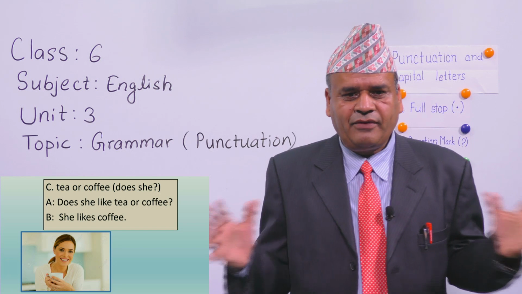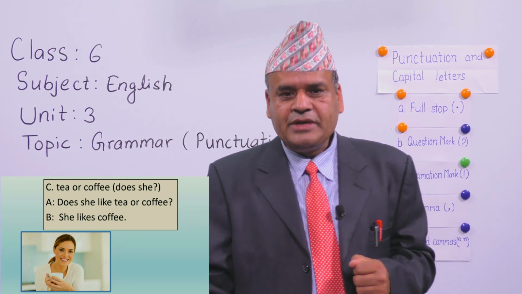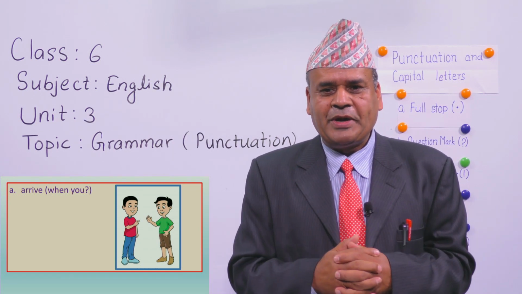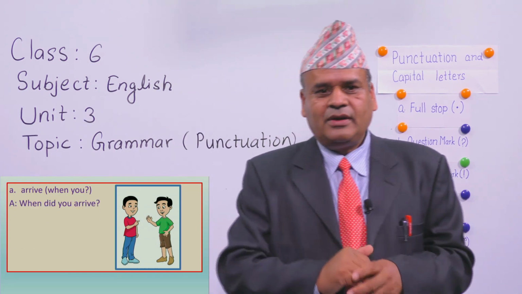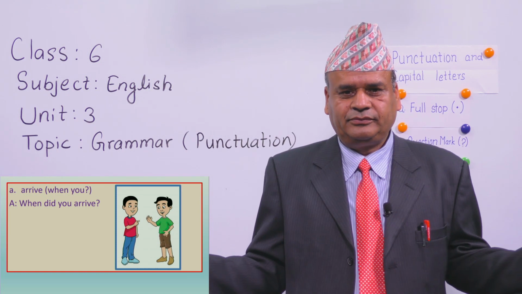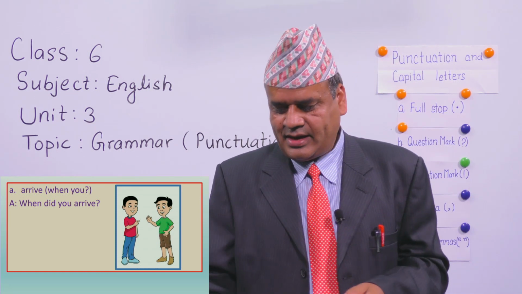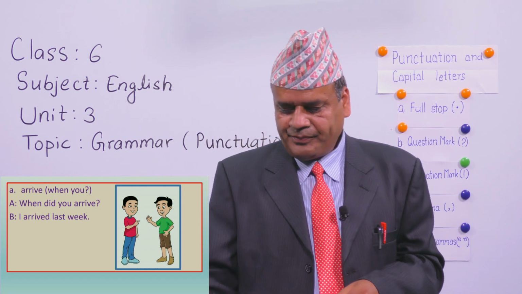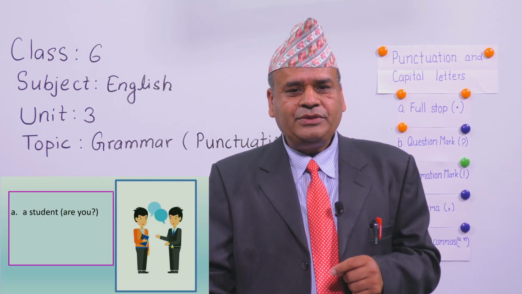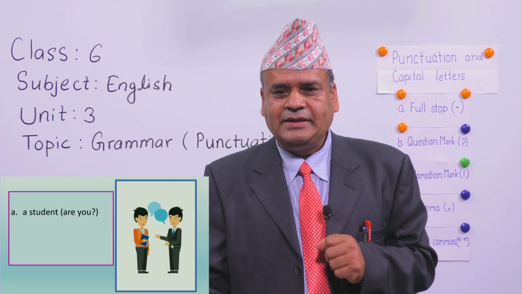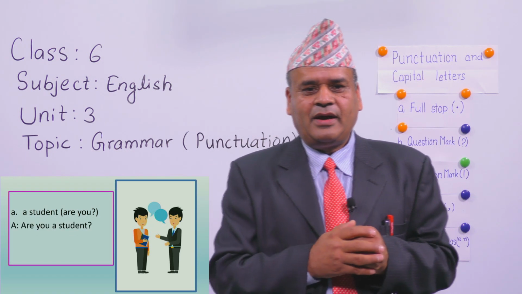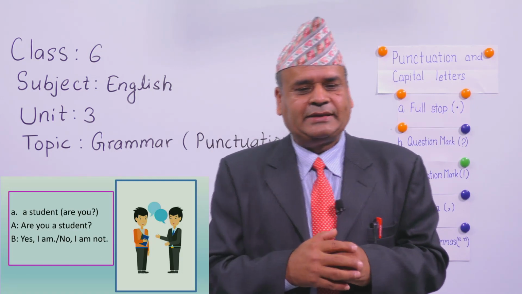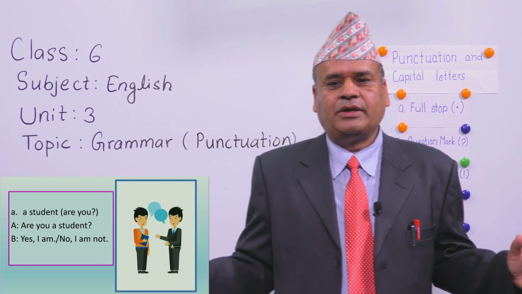She likes coffee. Okay, in your speaking part, you can use arrive. When you, it is given. Okay, so when did you arrive? We can simply ask our friends, right? I arrived last week. Okay, similarly, a student, are you? That is given. So, are you a student? Okay, yes, I'm, or no, I'm not.